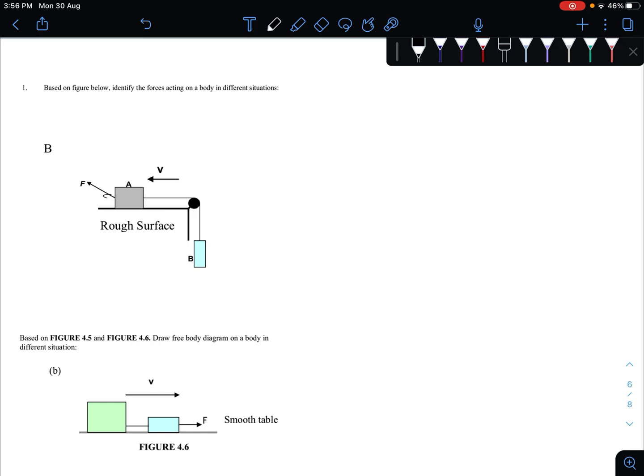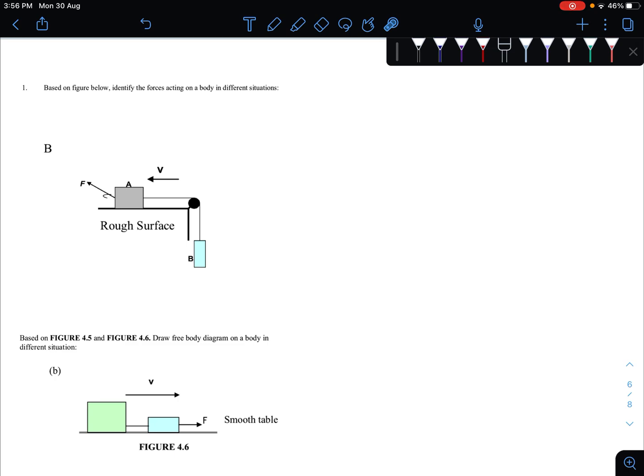Assalamualaikum and hi. So now we are going to look at question 1b from tutorial chapter 4. What we have here is, based on the figure below, identify the forces acting on the body in different situations. So we are going to identify the forces only, and as you can see, there are two objects here, object A and object B. We are going to identify force on both these objects.